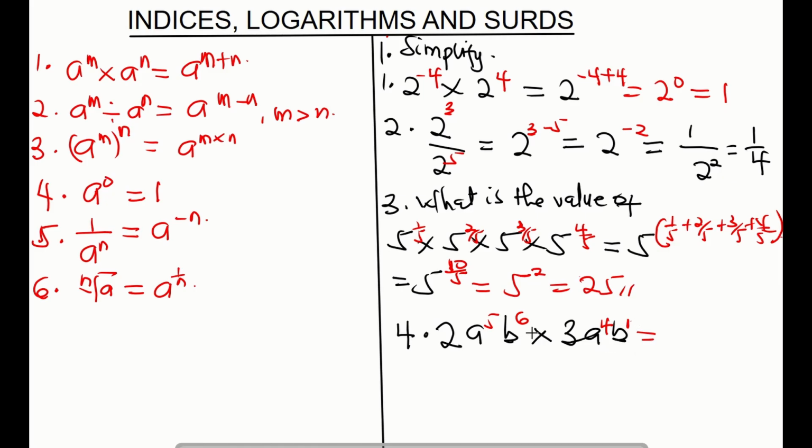Therefore, 2 times 3 gives us 6. For a to the power 5 and a to the power 4, we add the exponents, so 5 plus 4. Now we consider the b. For the b, we have 6 plus 1. Finally we are going to have 6 a to the power 9, b to the power 7. So that is how easily we can simplify this example. We shall solve more in the upcoming videos.